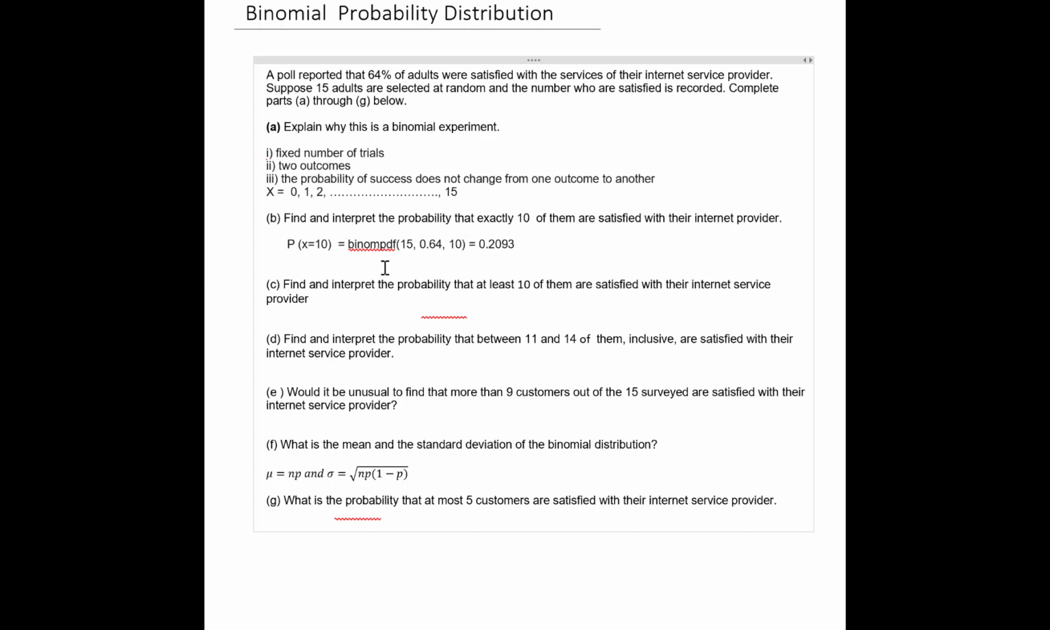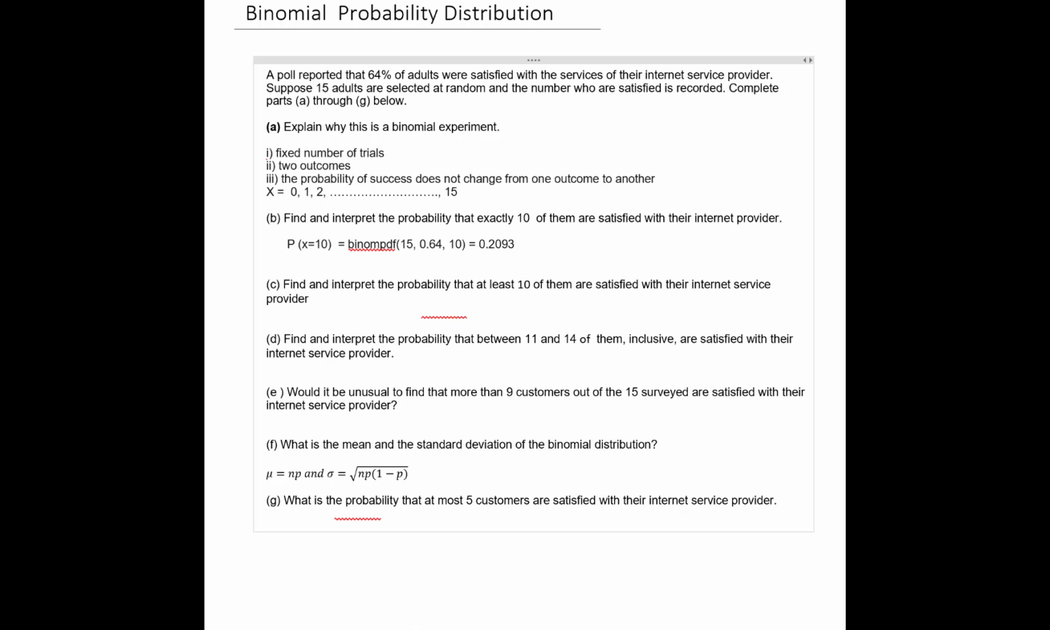Now how do you interpret this answer? Let me give you a possible interpretation. If you do 100 surveys of 15 customers, and you take 0.2093 of 100, which is about 21 surveys, then in 21 surveys you're going to find that exactly 10 out of 15 customers said that they are satisfied with the internet service provider.